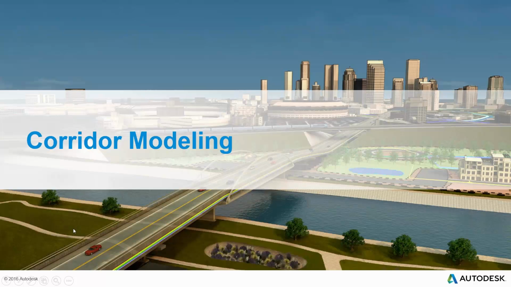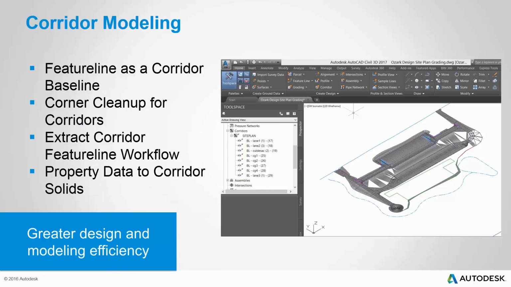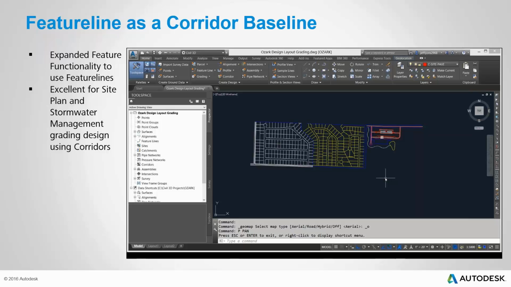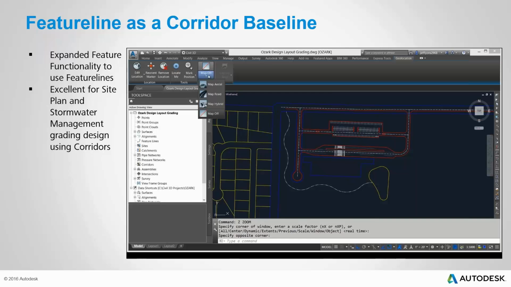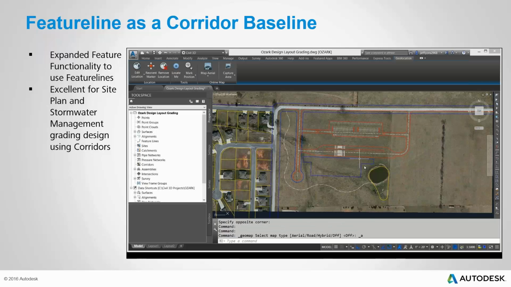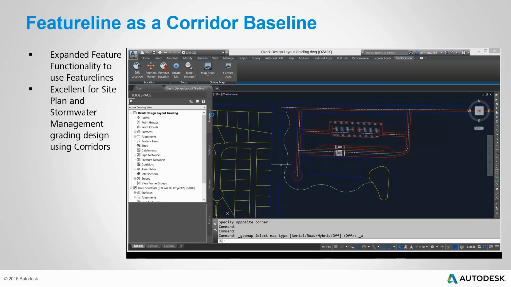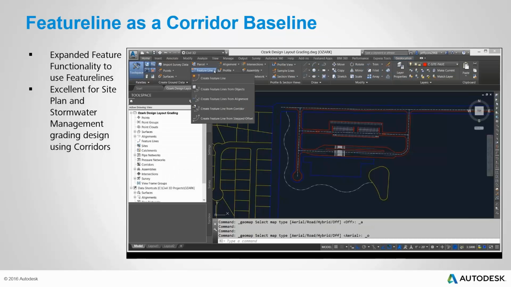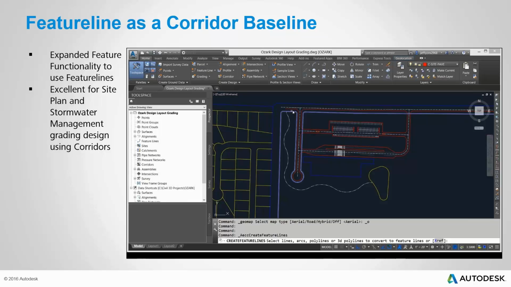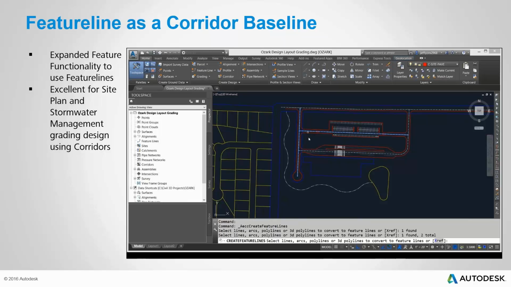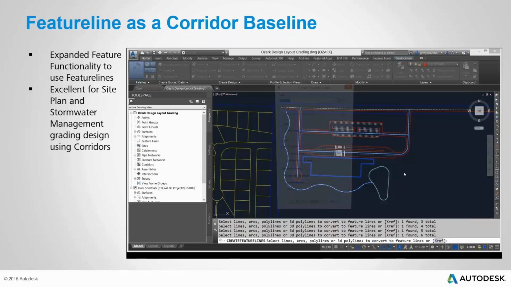Okay, let's jump into modeling. So the first one I'll talk about is this ability to use a feature line as a corridor baseline. This really allows you to build corridors. I think people have been doing this or working around this by using alignments and profiles in many cases for a number of years. But really what we've enabled you to do is use any feature line as a baseline within a corridor.